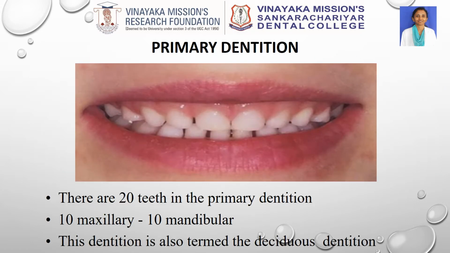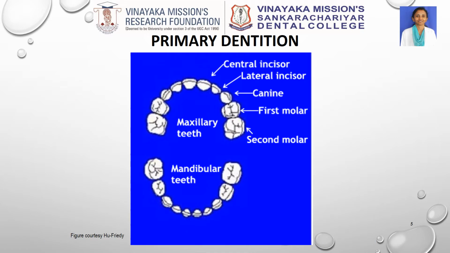There are 20 teeth in the primary dentition. 20 teeth are present in two jaws. 10 are present in the maxilla and 10 in the mandible. This is also called the primary dentition or the deciduous dentition or milk teeth. This is the diagram showing all the primary dentition. Here you can see that 20 teeth are there, 10 in the maxilla and 10 in the mandible, and each tooth is named.